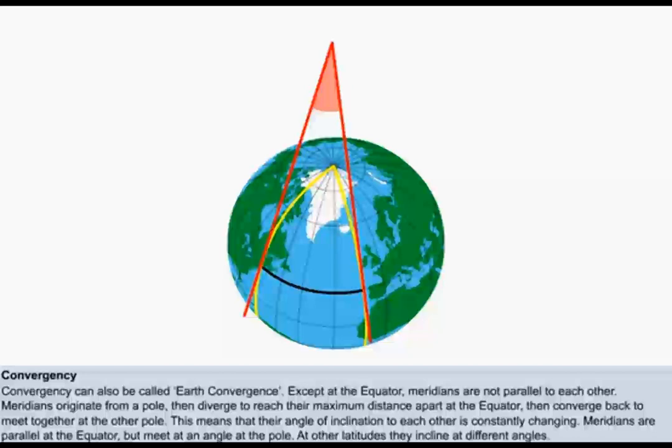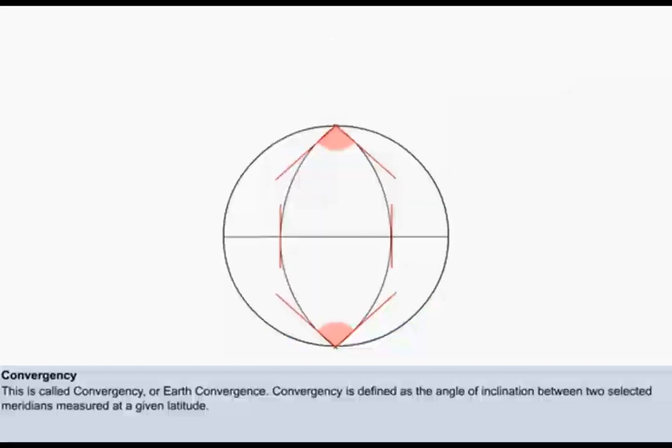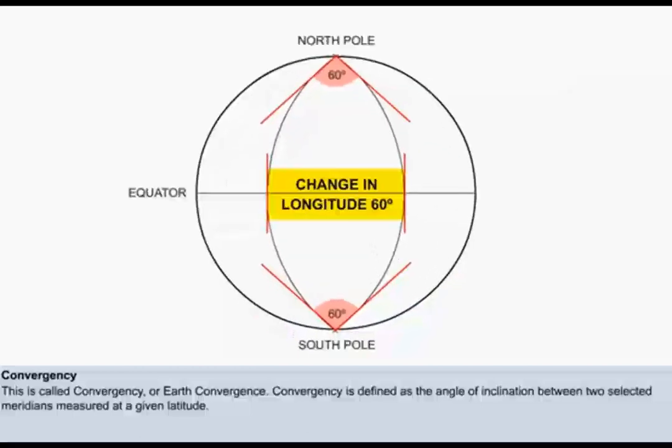This angle is known as convergency, or Earth convergence. Convergency is defined as the angle of inclination between 2 selected meridians measured at a given latitude. Both of these elements are necessary to define convergency.